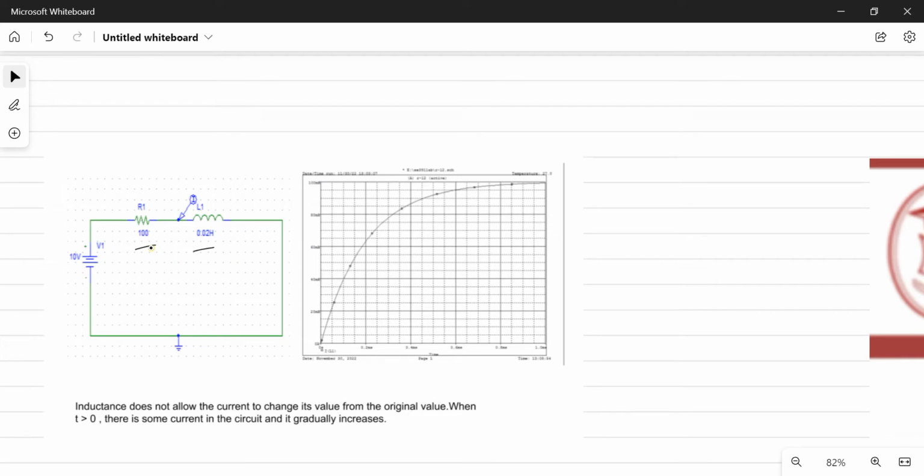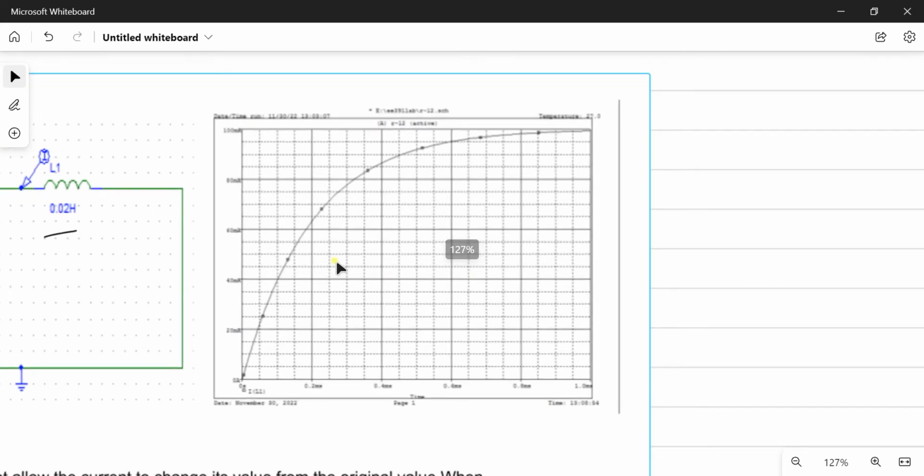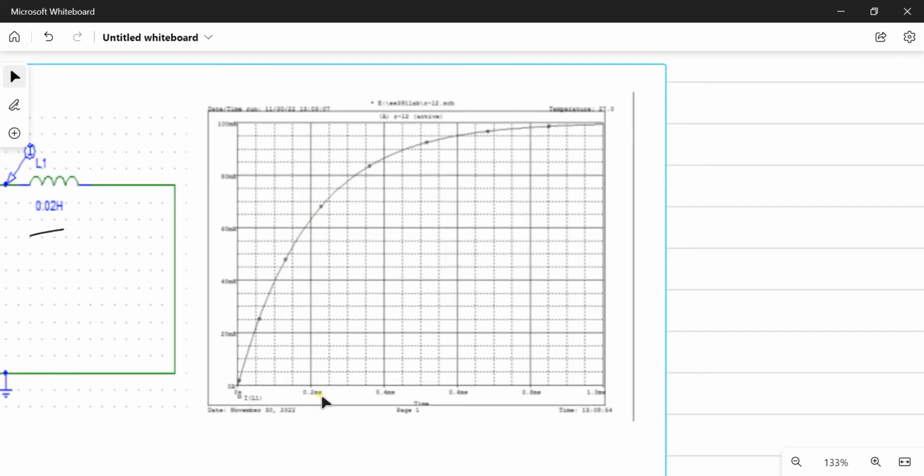I have used one simulation package, PSpice, for this. Here I can see that the current through the inductor is increasing gradually. So I will discuss all these things. Here it is an RL circuit where current is increasing gradually.